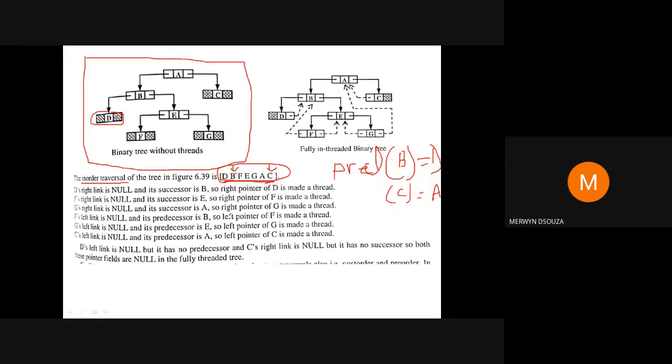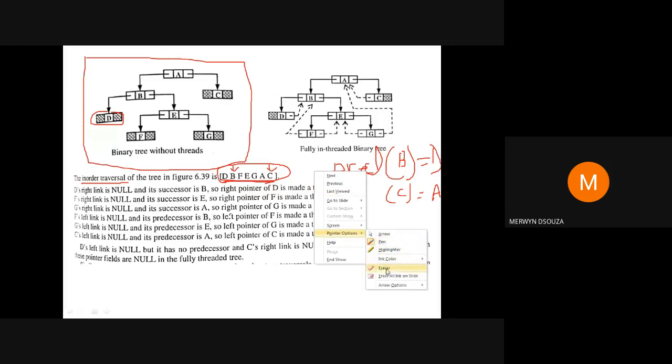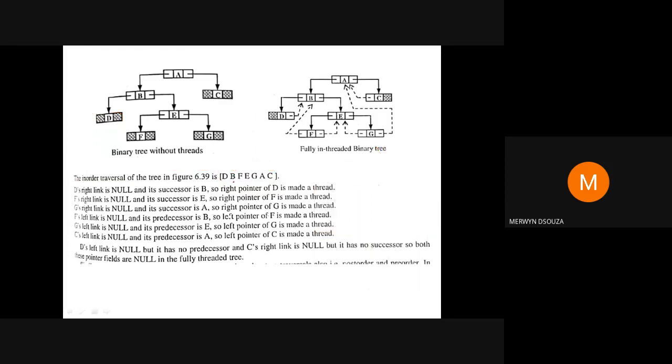Okay, and successor means whatever value comes after that node. So suppose I want the successor of B, then successor of B will be F. Whatever value comes after that will be the successor. If I want successor of G, it is A. So successor of G will be A, and so on. Okay. So you just have to find out the in-order traversal.